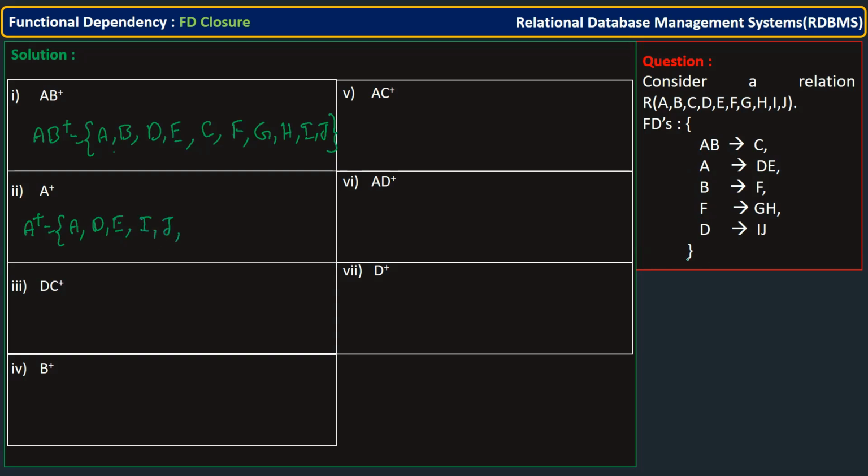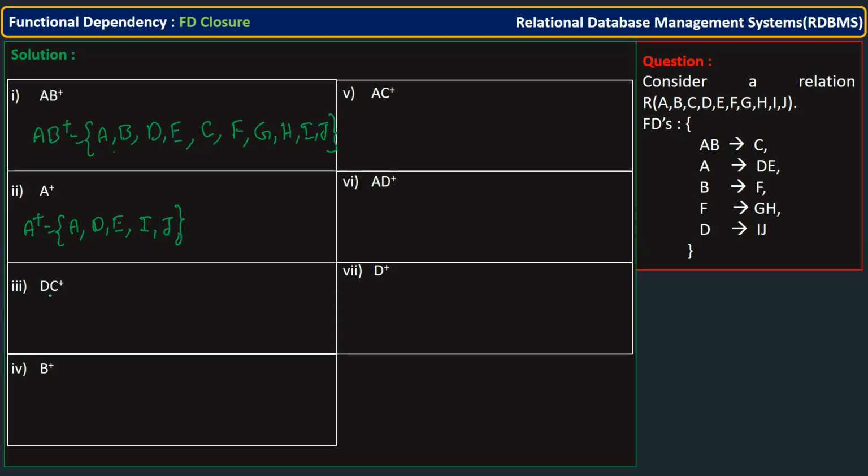Now again go back and cross check. AB is not there. A is already done. B is not there in the set till now, and F is not there, and this FD is already added. So that means even after one more iteration, no new attribute is added to the closure. So this is the final set, which is A closure.